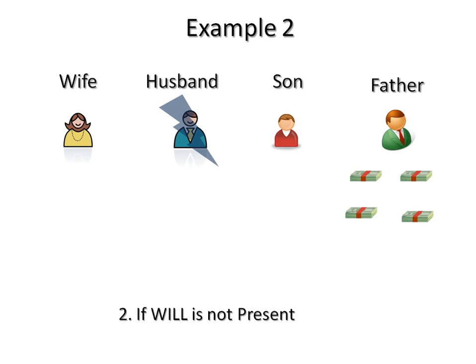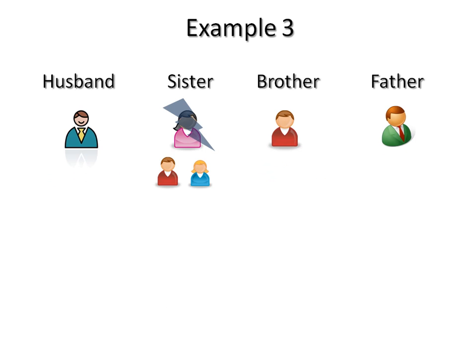So in this case, wife and son will share this property in equal proportion. That is, half of the property will go to wife and half of it will go to son. The father will not get anything because the will is not present. Now let's move to the third example.